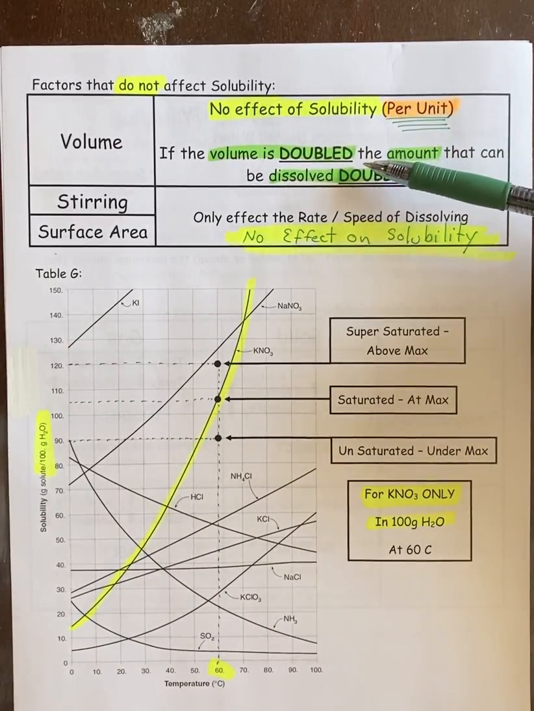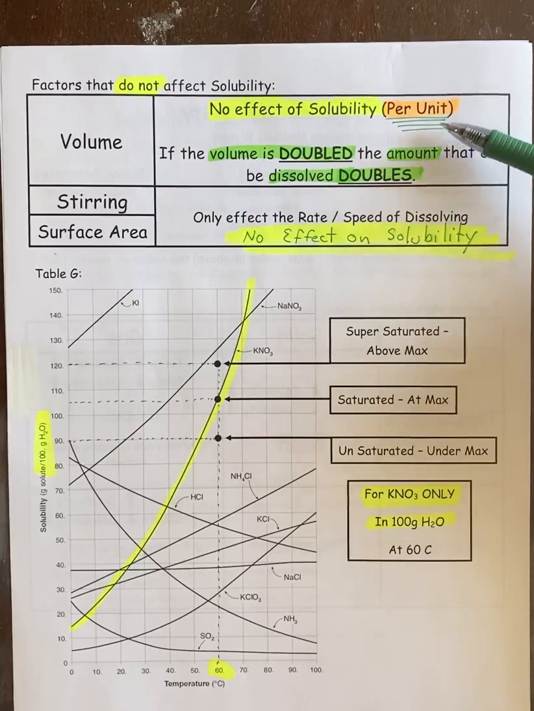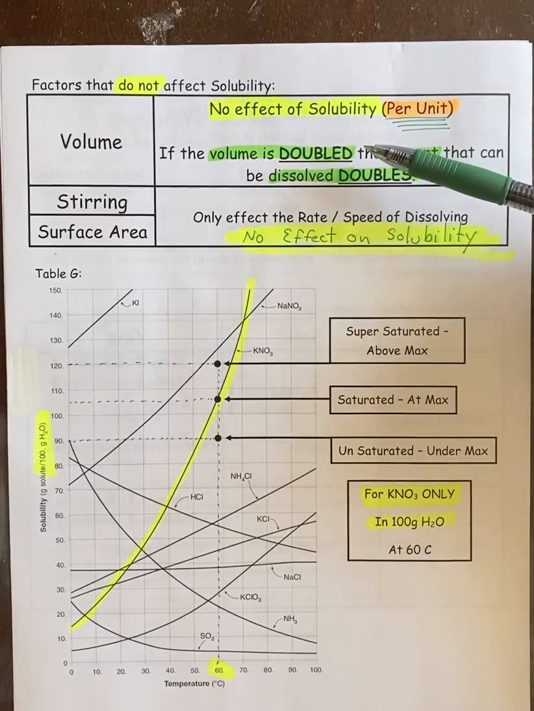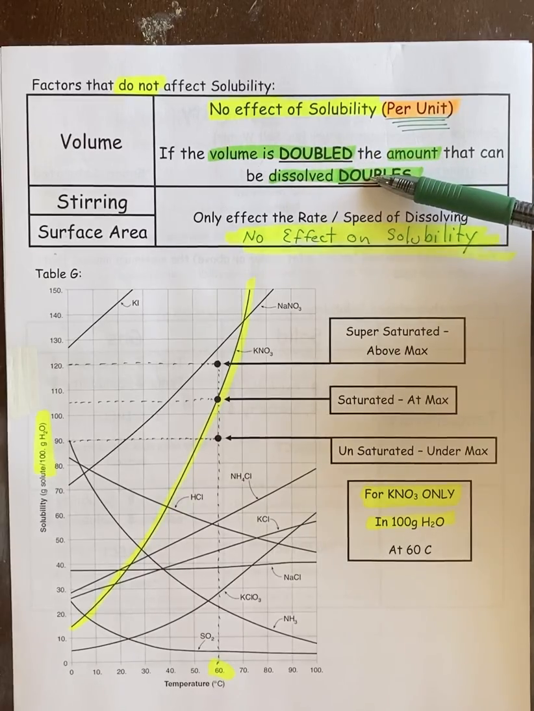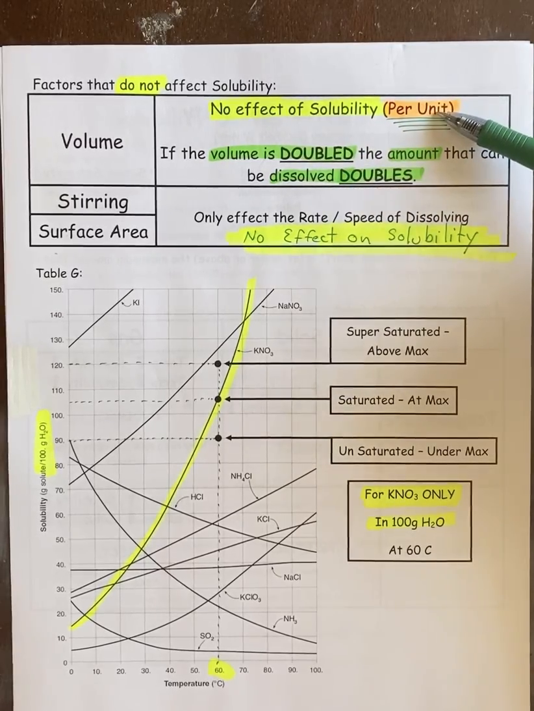So, volume. If you double the amount of water, you will double the amount of material the water can dissolve. But you didn't change the amount per unit. So in other words, 2 liters of water can dissolve twice as much sugar as 1 liter of water, but they can't dissolve any more per liter. That's what solubility really is. It's a per unit issue.